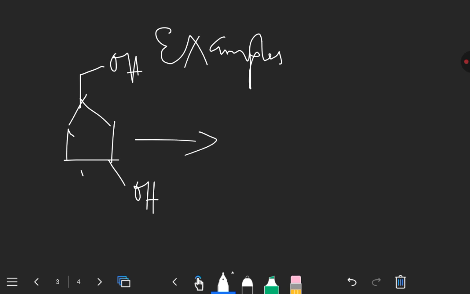Then they'll ask us to write the product, and they might give us the oxidizing agent like that. So it is now our duty to say whether this oxidizing agent they have given us is a strong oxidizing agent or a weak oxidizing agent.